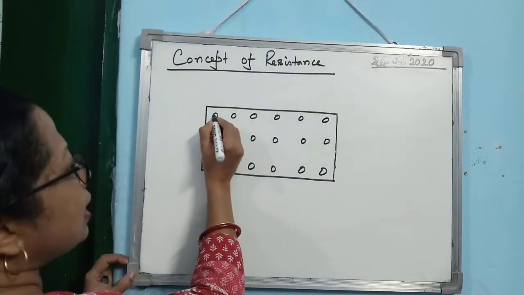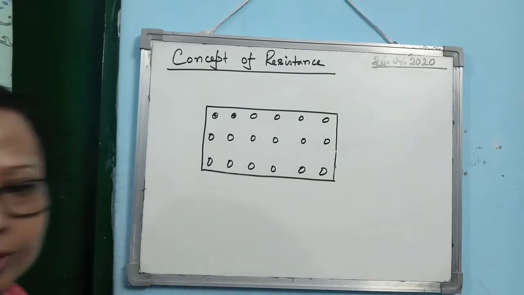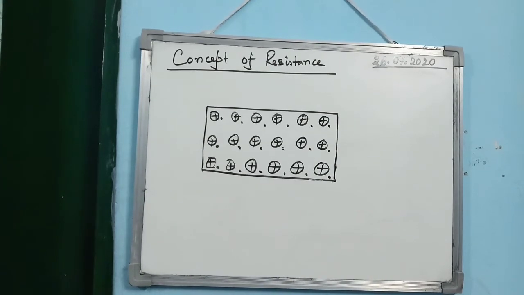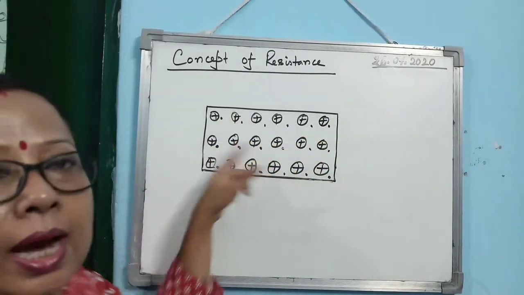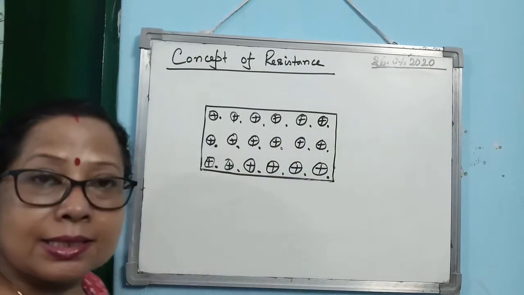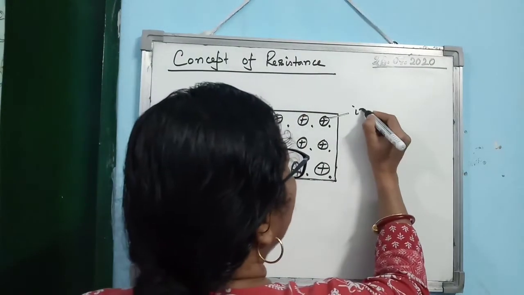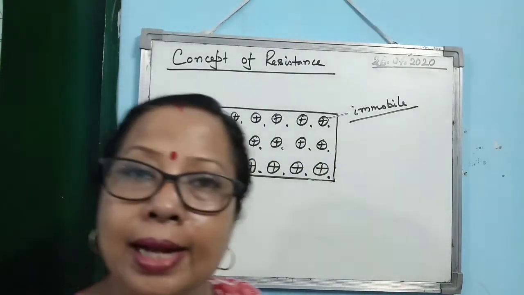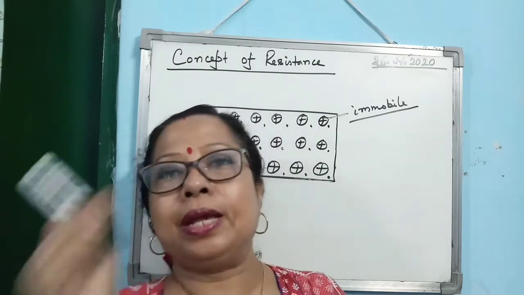So when electrons come out from the atom, the atom becomes positively charged. I think you cannot see, I am making it bigger. So you see, when the electron has come out from the atom, it becomes a positively charged ion. This positive sign is an ion, and they are immobile ions. Immobile means they cannot move from their position. They will stay in their own position and vibrate about their main position.